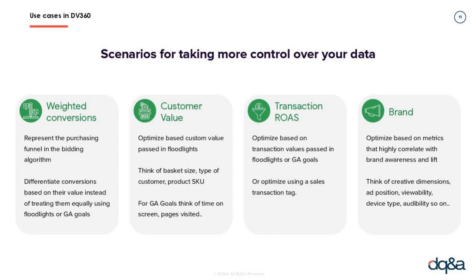Last but not least is the brand feature. For those out there running a lot of branding campaigns, you can now have your custom algorithm optimized based on metrics that highly correlate with brand awareness and lift. So think of any creative dimensions, ad position, viewability, audibility, video complete, you name it. You can add all those into the things that matter for your branding campaigns.